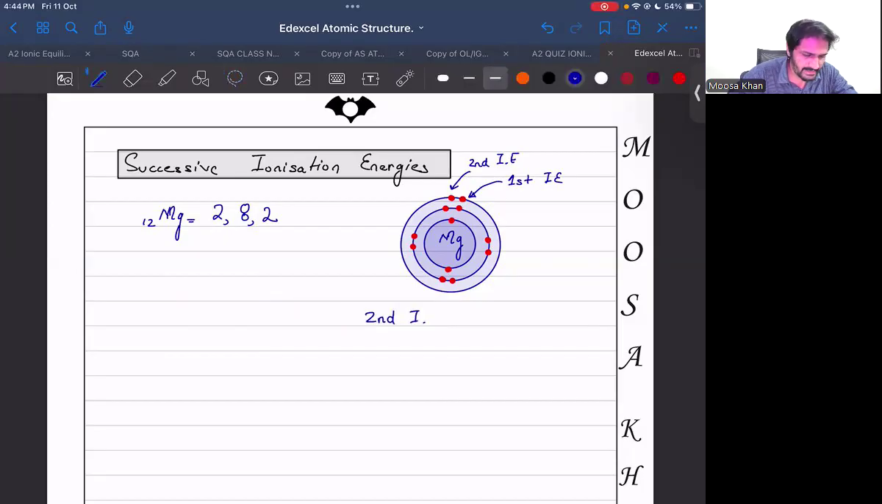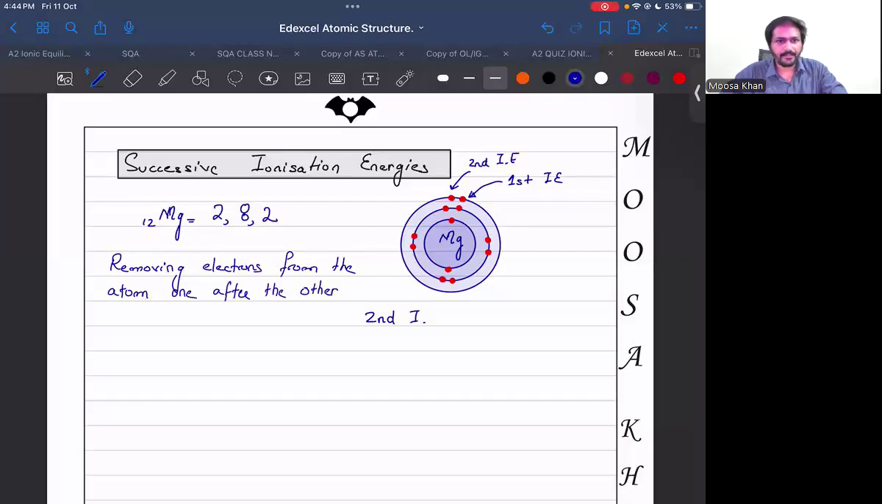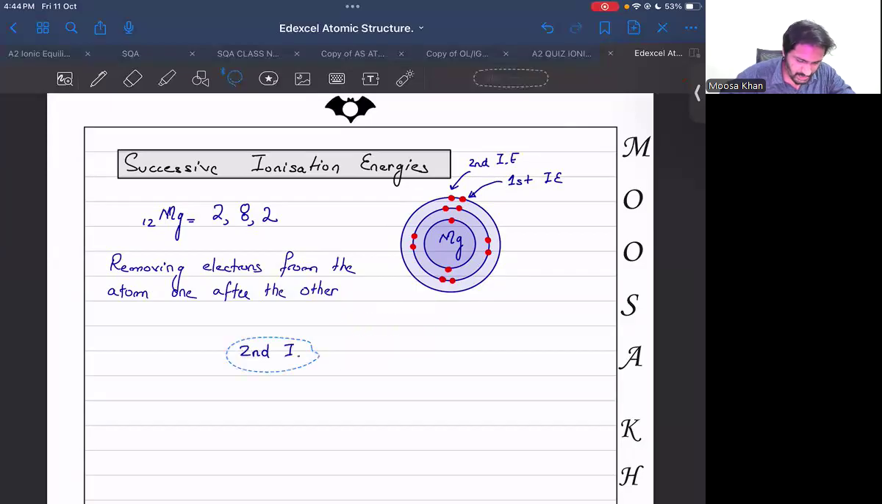First, just write the concept of successive ionization energies. What are successive ionization energies? If you remove electrons from an atom, one after the other. Right? So the second ionization energy of magnesium would be greater than its first ionization energy.